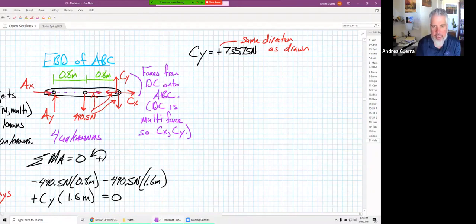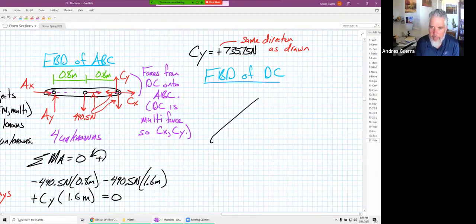And the next FBD we're going to look at here is an FBD of D to C. The reason I'm looking at D to C is because we know CY and I want to be able to find CX, right? That's what we're looking for. They're asking us specifically to find the stuff going on at point C.